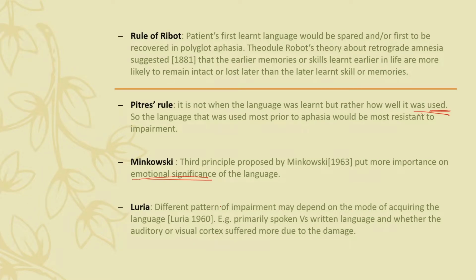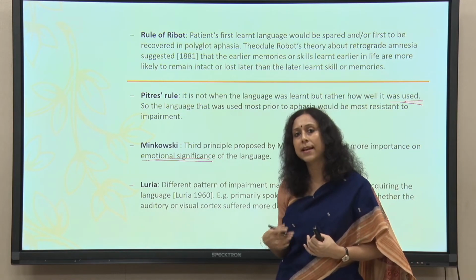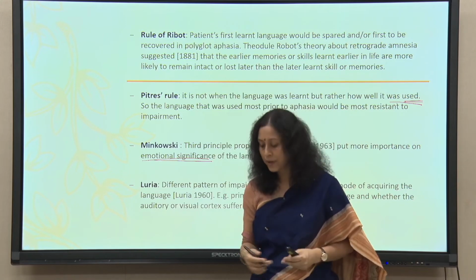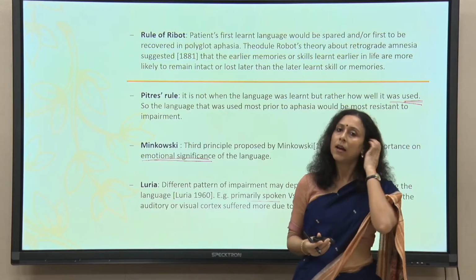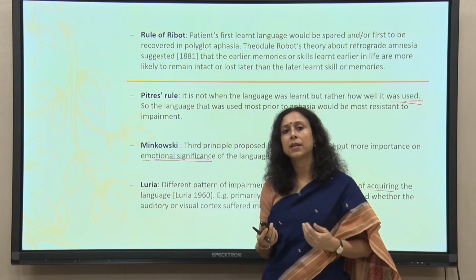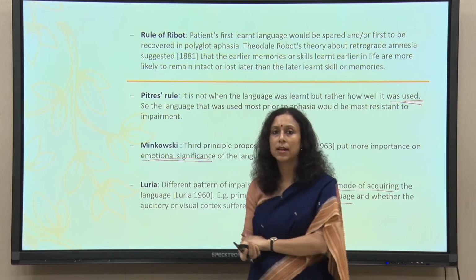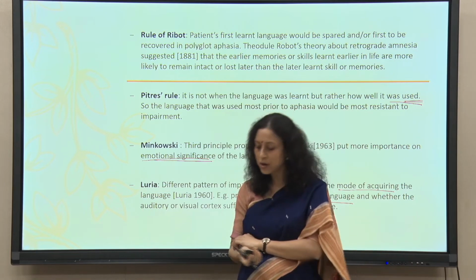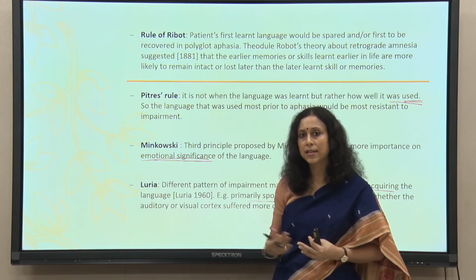And then comes the standpoint given by Luria, which says that impairment will depend entirely upon the area of the brain that has been affected, and the mode of learning, the mode of acquiring the language. So, was the language primarily spoken or primarily written? If you have learned the language in a social scenario, it has been picked up mostly by the auditory loop. But if you have been formally taught the language, more often than not it will be primarily the written form that the patient has been exposed to.